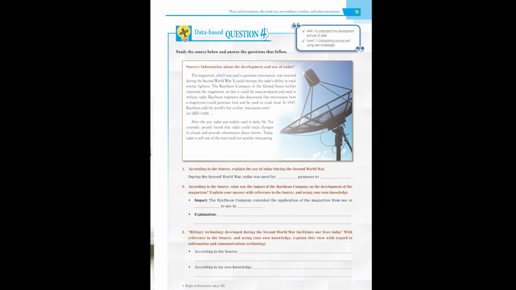After the war, radar was widely used in daily life. For example, people found that radar could track changes in clouds and provide information about storms. Today, radar is still one of the main tools for weather forecasting.